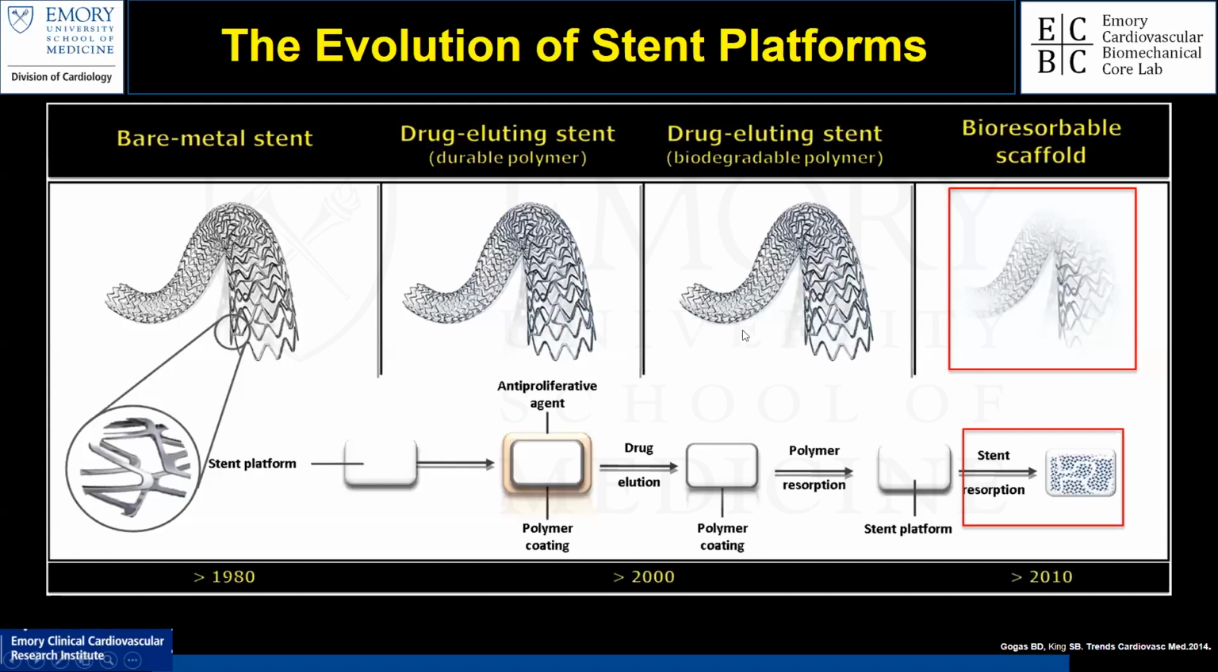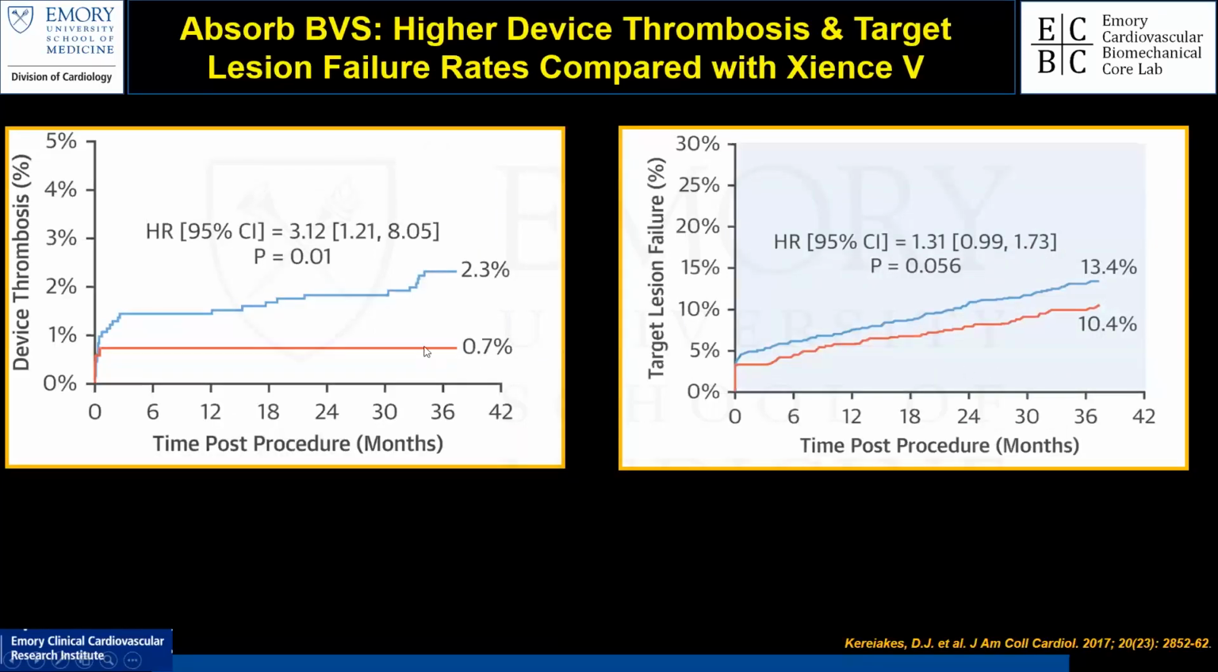We have come a long way from bare metal stents. However, the bioresorbable scaffolds, where the scaffolds get absorbed into the coronary vasculature, thus restoring the original vascular geometry, we thought that this was the pinnacle of stent technology. Hence, it was very surprising when the Absorb BVS, the bioresorbable platform from Abbott, demonstrated higher rates of device thrombosis and target lesion failure compared to the market standard of Xience stents.